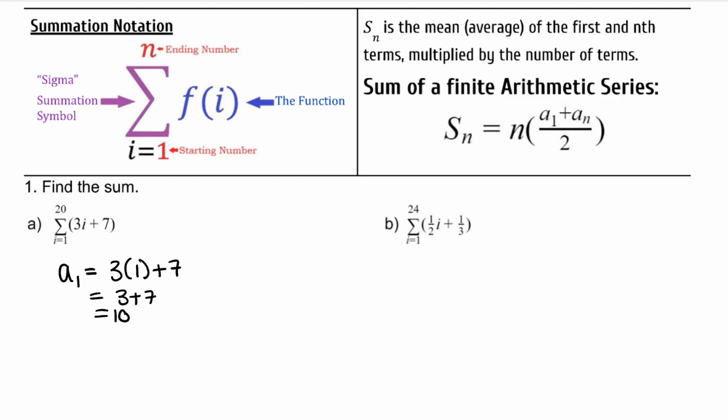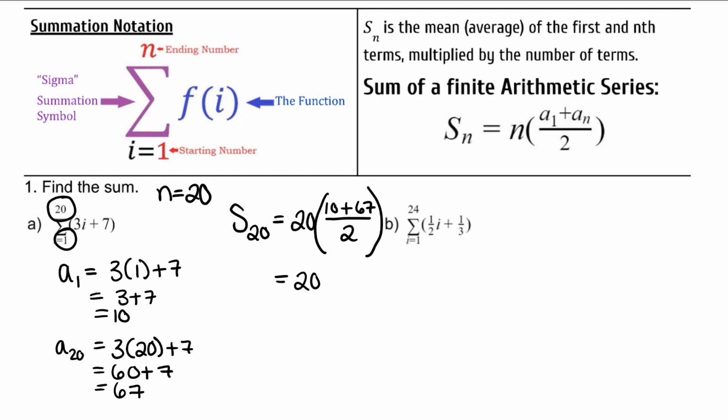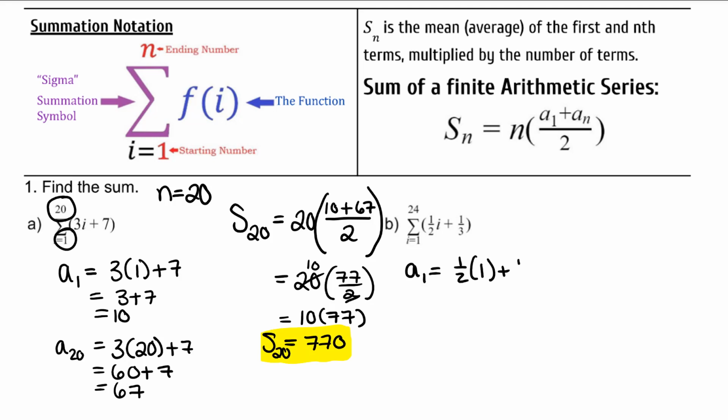Now let's find the 20th term by plugging in 20 for i. And the number of terms from 1 to 20 is 20 terms. Remember, this would not be n if you started at something other than 1. Be careful to notice what your starting number is so you truly know how many terms you're adding. We're taking the sum of the first 20 terms, so we write S subscript 20. That means sum of the first 20. The sum of the first 20 terms is 770. Try part B on your own and then check.